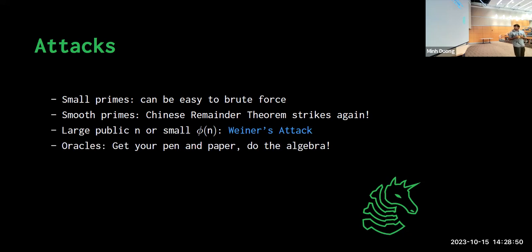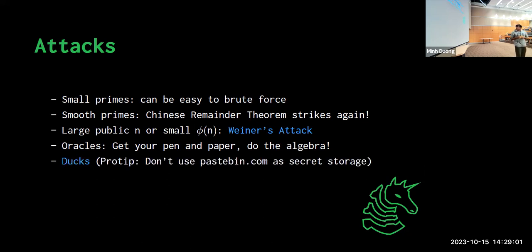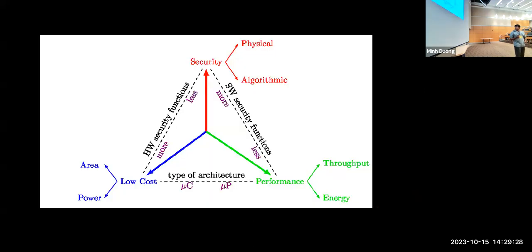So with oracles, you can get your pen and paper out and end up doing the algebra if you're able to get some oracle which provides you yes or no or some more information. So there's another fun slide about ducks that you can see, but the general solution is that if you have some parts of a private key, you could search through Pastebin for some odd reason. You probably don't want to use Pastebin to store your private RSA keys. It's not that secure, and Google is also a really good resource to be able to use for some of these.